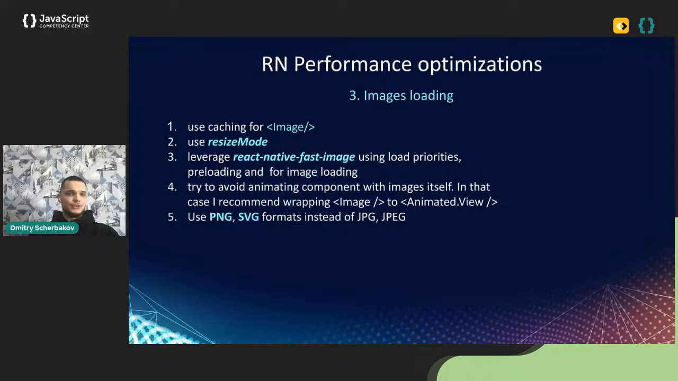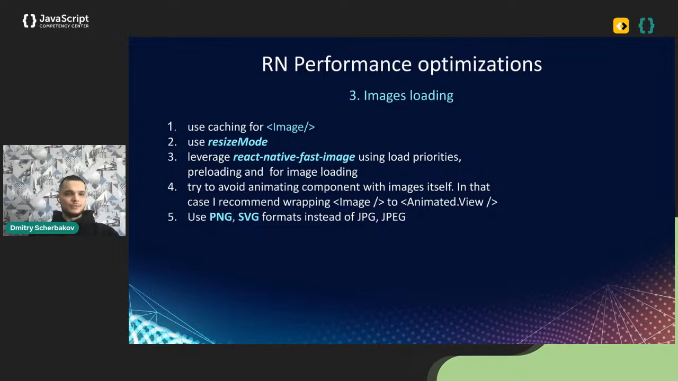And you can try to leverage React Native Fast Image. I used that in one of my social networking applications, when we needed to load a lot of images, videos, and so on as fast as possible. Because of that, we used this library, and we prioritized preloading and image loading. This library gives us an opportunity to set priorities for loading assets. So we can say that this asset is high priority and it should be rendered first.